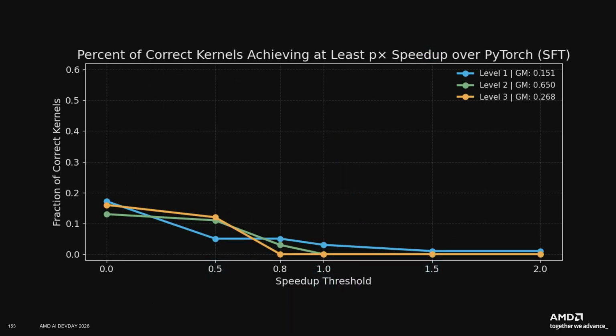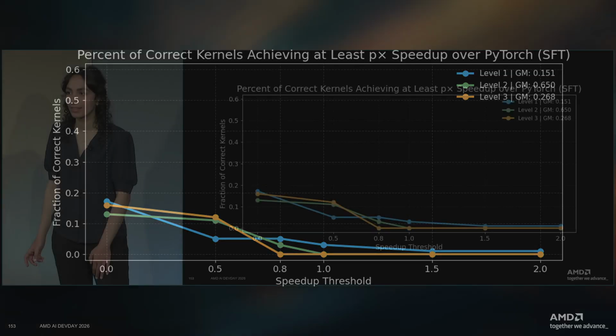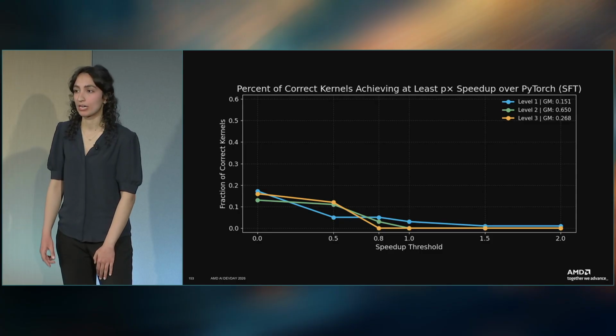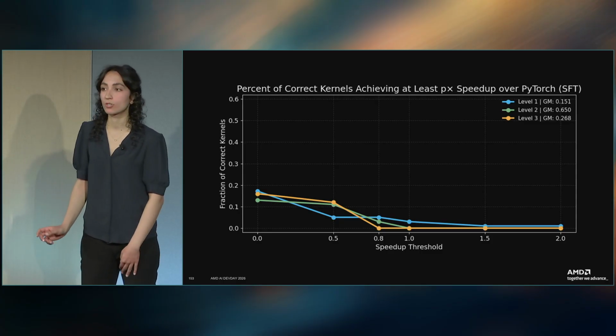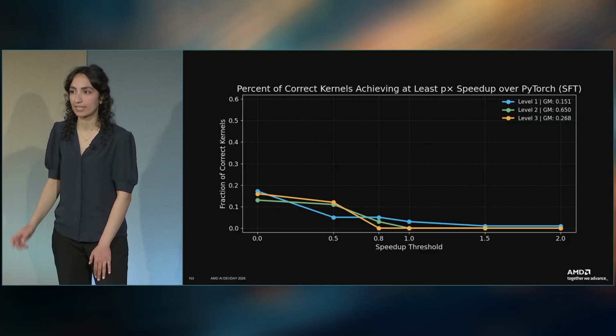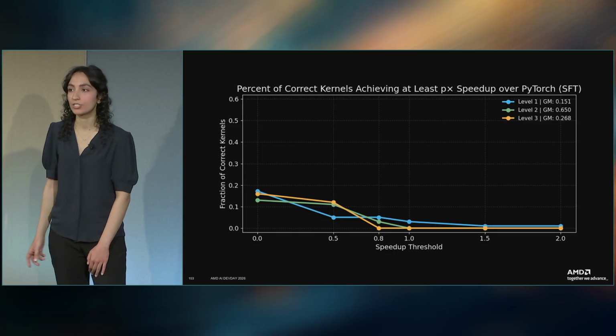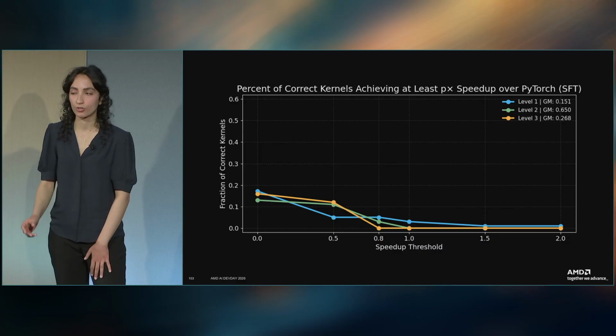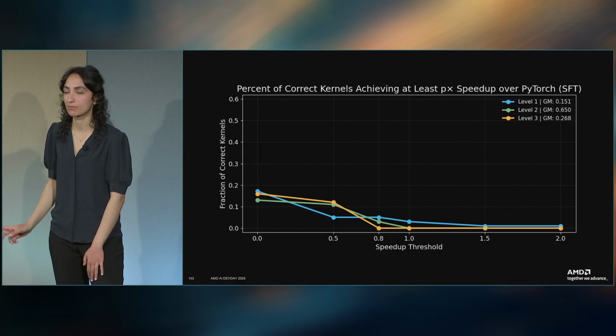We then looked at FastP, which is a metric developed by KernelBench and measures the percentage of kernels that are correct and offer a speedup of p times over their PyTorch baseline. Here we can see the FastP values for SFT. At lower speedup thresholds, we see a reasonable number of correct kernels that were generated. But as this speedup threshold increases, that number drops drastically. And so we can reason that while supervised fine-tuning allowed it to learn the general structure of correct kernels, speedup optimizations were needed.